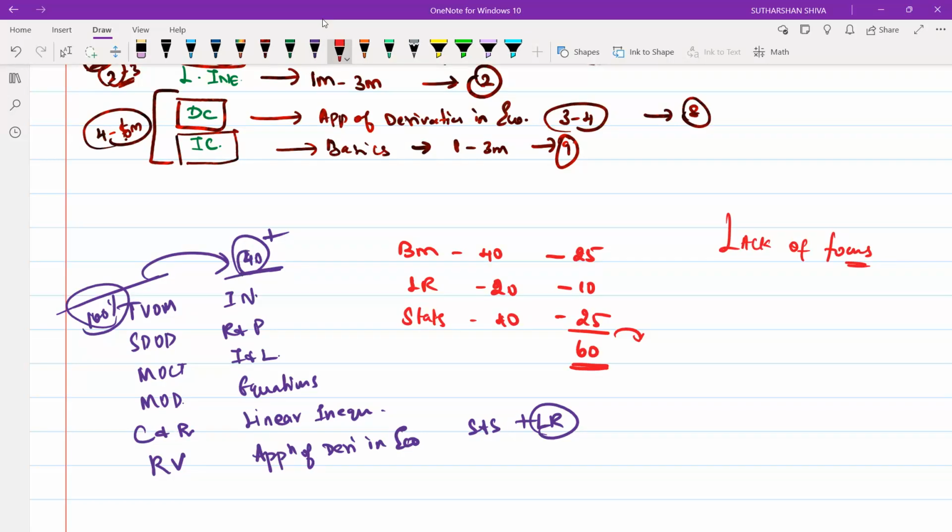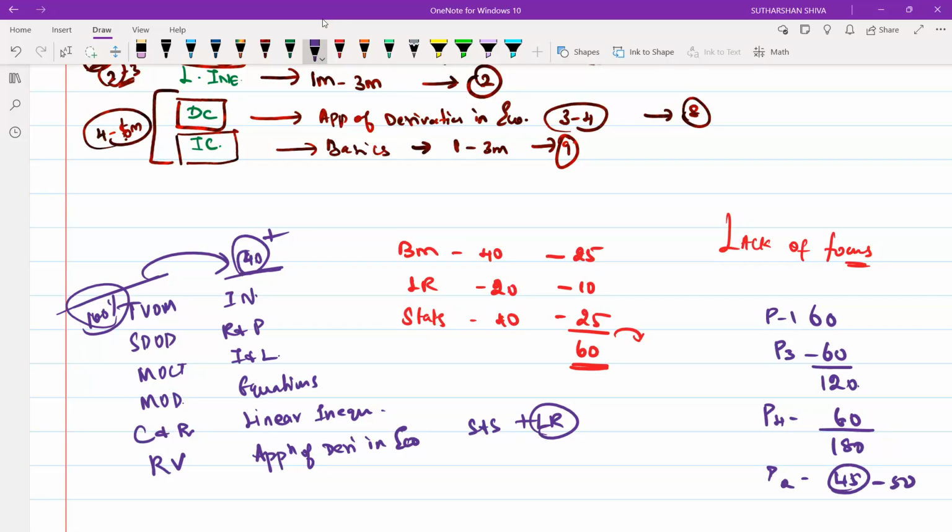So minimum 60 is easily possible in this Paper 3. See how it will look. Paper 1, 60. Paper 3, 60. 120 is already done. Paper 4, you will easily do. Let's say you also score 60, then 180 comes up. Paper 2 is there. If you score a minimum of 45, our minimum target is 50.